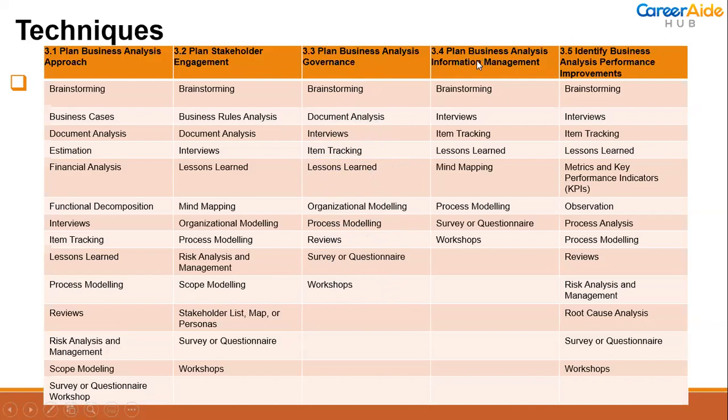And the fourth task, plan business analysis information management, we have brainstorming, interviews, item tracking, lessons learned, mind mapping, process modeling, survey or questionnaire, workshops. And the last task, identify business analysis performance improvement, we have brainstorming, interviews, item tracking, lessons learned, metrics and key performance indicators, observation, process analysis, process modeling, reviews, risk analysis and management, root cause analysis, survey or questionnaire, and workshop.